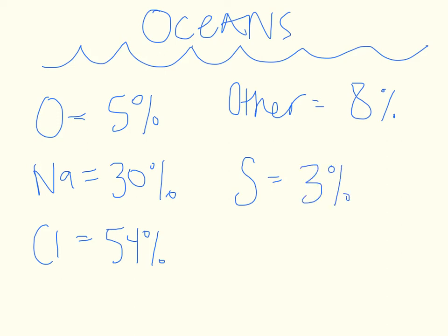3% of our oceans. So what I want you to do is box chlorine. I know we have been circling our greatest element, but now to make sure that you're listening to this, I want to make sure that you have a box around 54%, just to say that that is the highest. Make sure it's a box and doesn't look like a circle. Make sure that it is a box. Chlorine makes up the majority of our oceans.